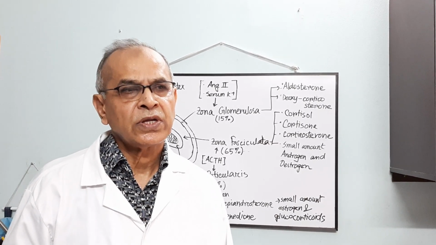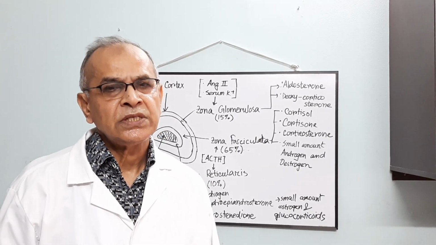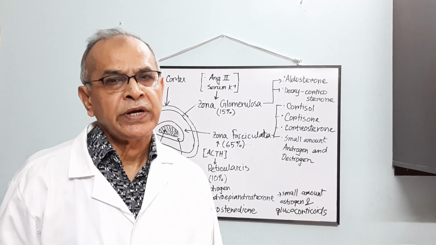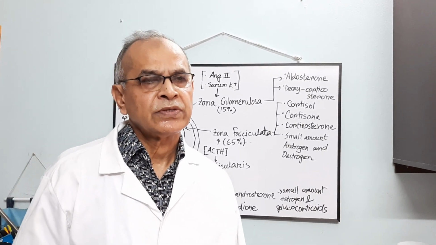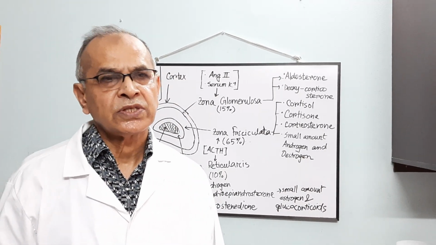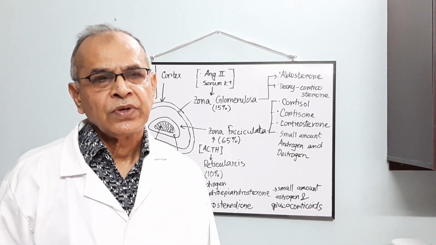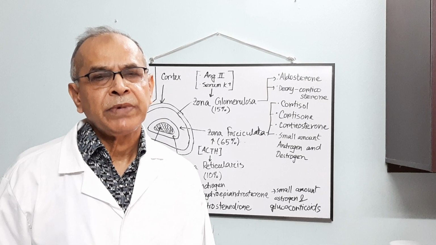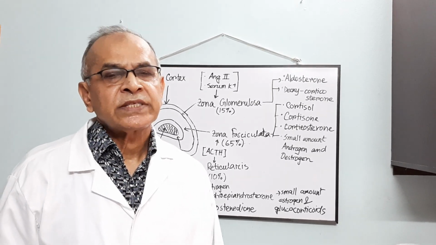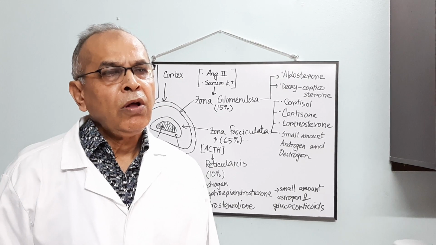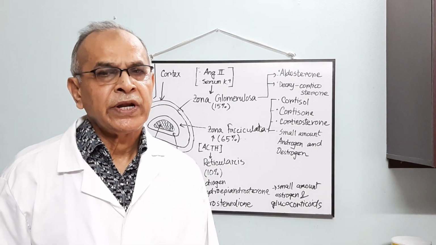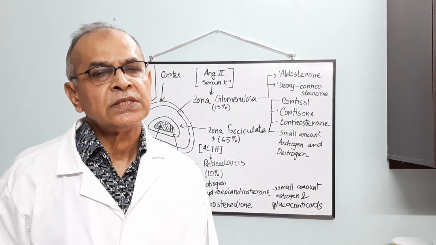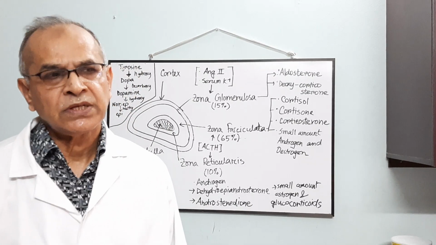Now come to the glucocorticoids. The main glucocorticoid is cortisol. 90 to 95% of cortisol's activity is glucocorticoid activity. Other glucocorticoid hormones are corticosterone, and some synthetic glucocorticoids: one is prednisolone, another is methylprednisolone, another is dexamethasone. All the glucocorticoids have some mineralocorticoid activity except dexamethasone. Dexamethasone is 100% glucocorticoid activity.